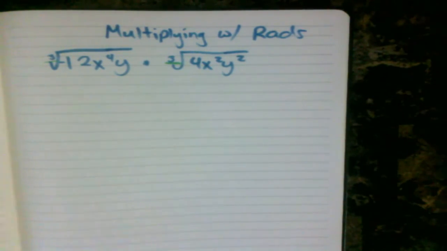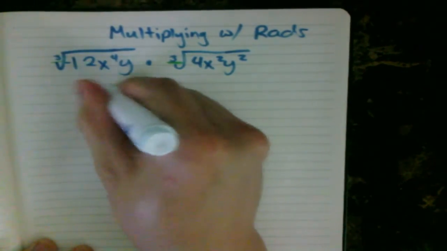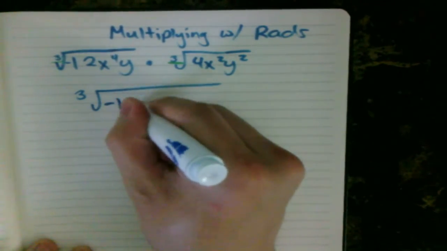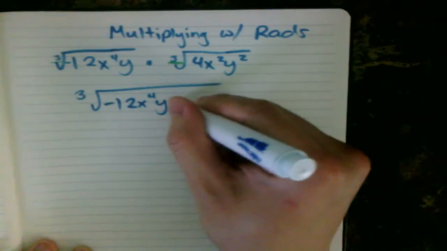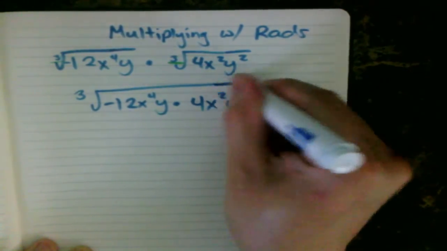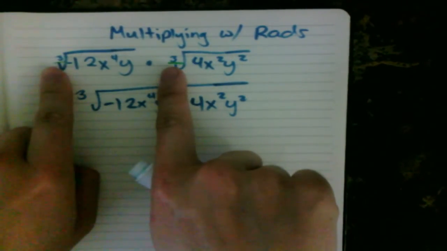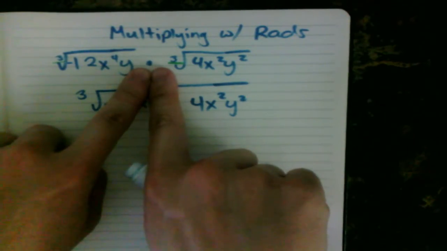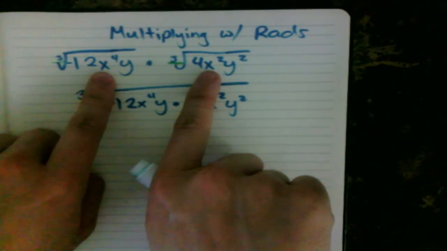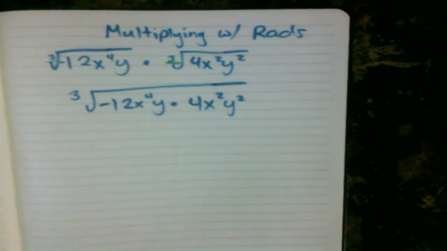Okay, so what this becomes is that you're just going to go, okay, well this is like the cubed root of both of these: negative 12 x to the 4th y times 4x squared y squared. So here's the rule. Whenever you have two radicals with the same index and they're separated by a multiplication or a division sign, you're just going to multiply or divide whatever is underneath their radicals. Okay, so we're just going to multiply these two together. Let's go ahead and do that.